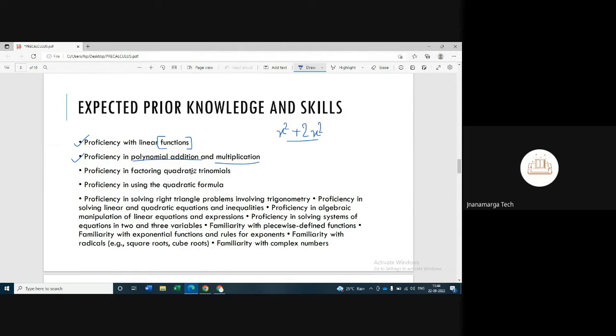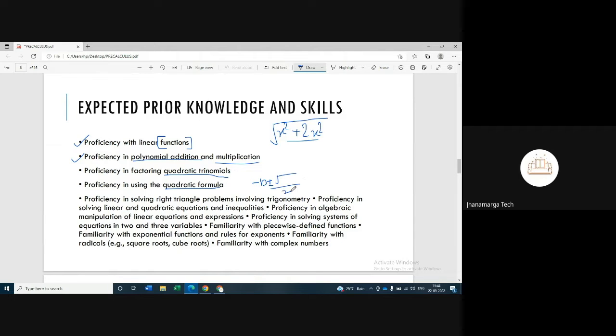We need to know how to factor quadratic trinomials. We need to learn how we can create factors of a quadratic trinomial or of a polynomial function. We need to learn how to use the quadratic formula that we have, that is the minus b plus minus of that.